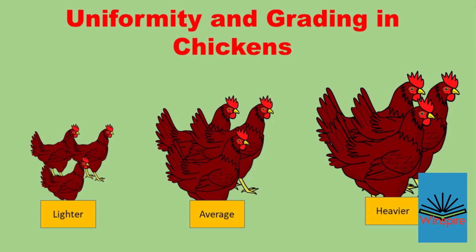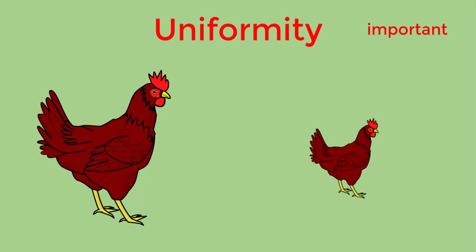Today in this video, we will show you how to calculate the uniformity of chickens and how to do grading of chickens using uniformity. Uniformity of flock is important to manage them properly. For example, if your flock is not uniform, the heavier birds will eat more and the lighter birds cannot keep up with the heavier birds. And eventually your flock will become awfully bad and that might affect your overall economy.